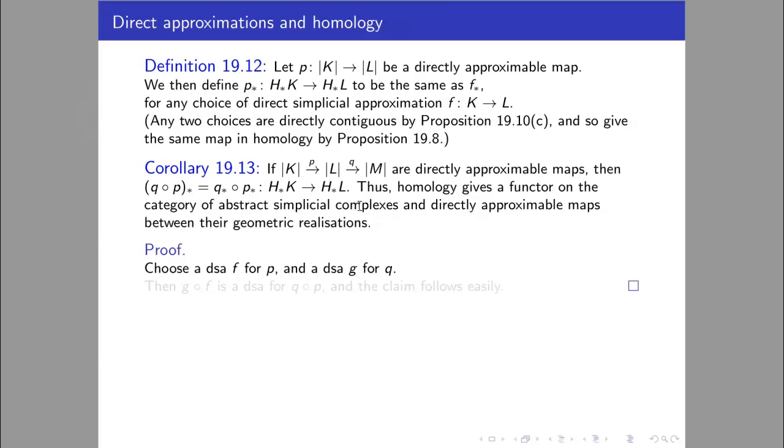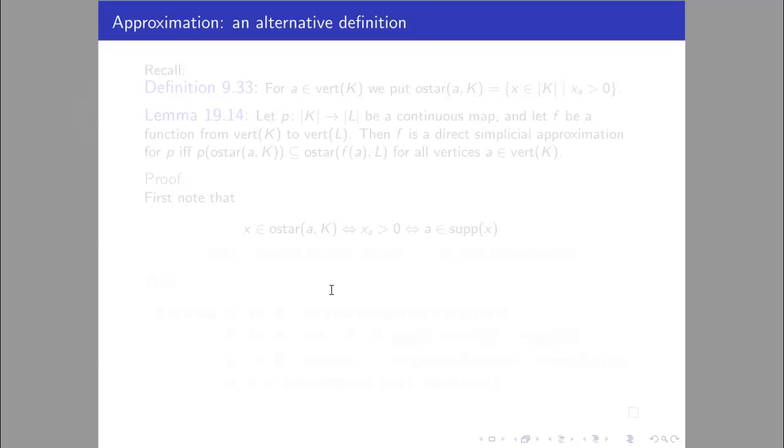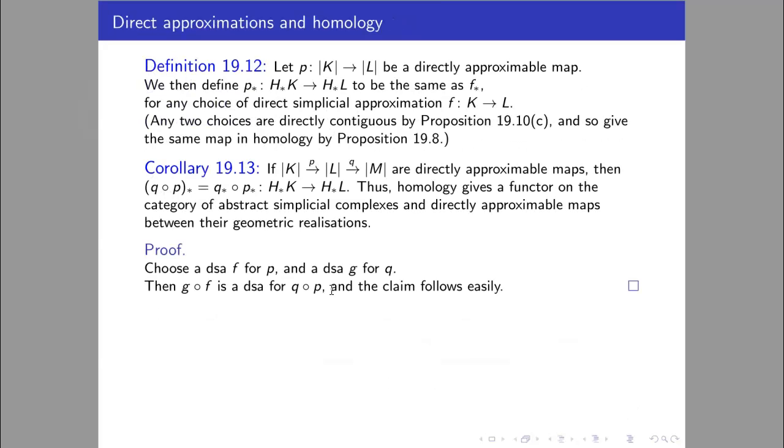And the proof is straightforward. So we choose direct simplicial approximation f for p, direct simplicial approximation g for q, and so by definition, p lower star is the same as f lower star, and g lower star is the same as q lower star. And by what we've seen already, g composed with f is a direct simplicial approximation for q composed with p. So q composed with p lower star is g composed with f lower star, which is the same as g star composed with f star, so everything fits together as claimed.